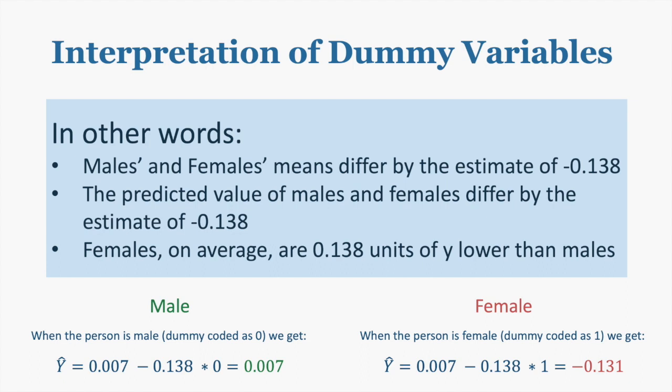So in other words, other ways we can say this, males and females means differ by the estimate of negative 0.138, or the predicted value of males and females differ by the estimate of negative 0.138, or females on average are 0.138 units of y lower than males. Of course, in this example, it wasn't significant, but I'm just trying to get in your heads what these differences mean, what those estimates mean.